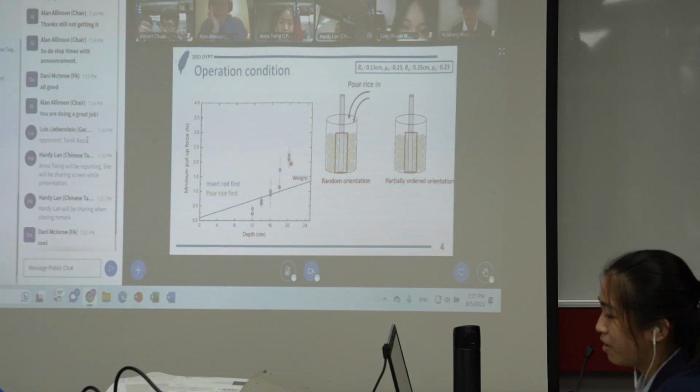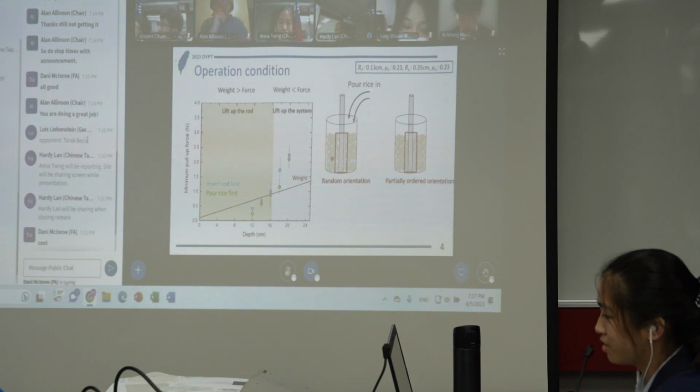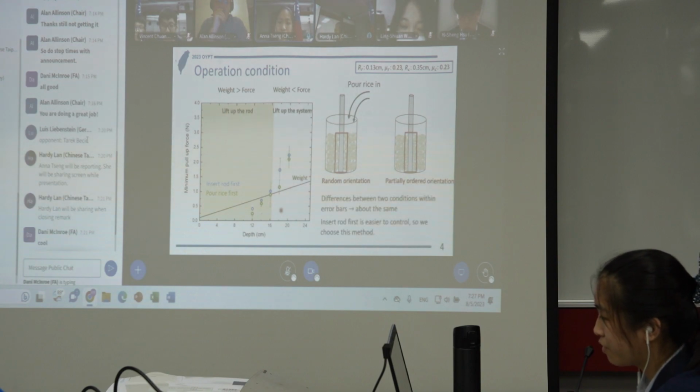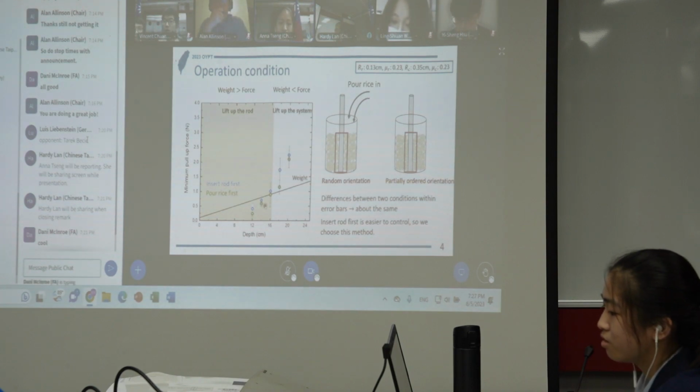So here we compare the relationship between the force and the weight. If the weight is larger than the force, we can only lift up the rod. But when the force is larger than the weight, we can lift up the system. And what's the difference between these two conditions? The difference between these two conditions is about the same. And since inserting the rod first is easier to control, we choose this method to conduct our later experiments.